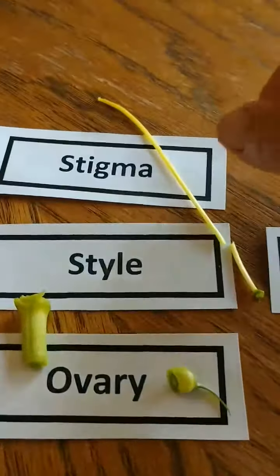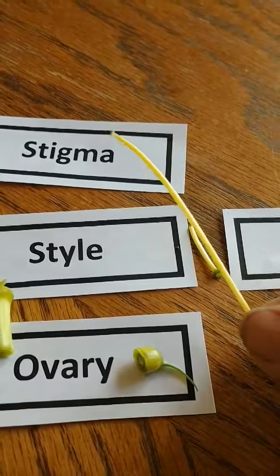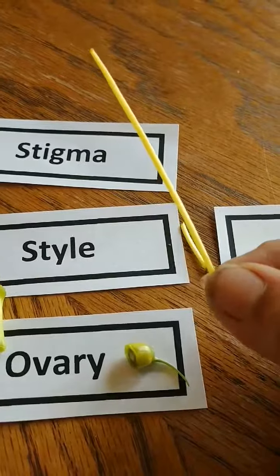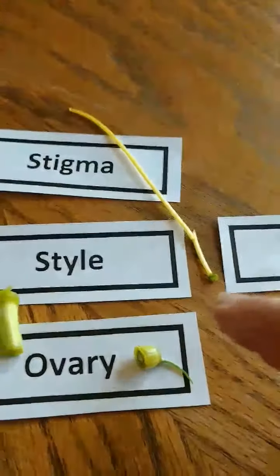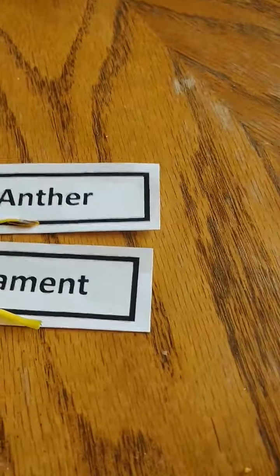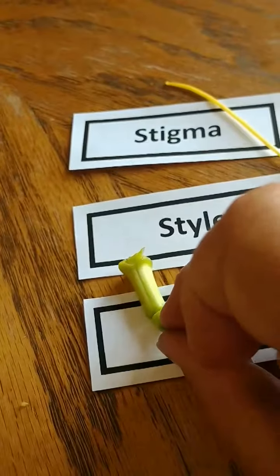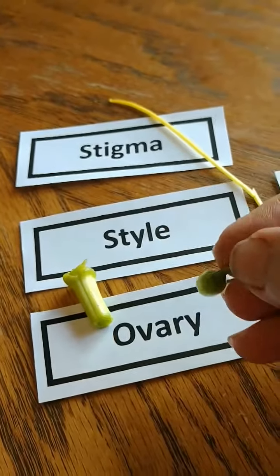So for the girl parts, we start with a style and stigma. Stigma is the tip. That's the part that you put the pollen on, and then it gets absorbed into the stigma, and it travels down the style, the stick part, all the way down to the ovary, which is in this part of the flower. I cut it in half so you could see inside.